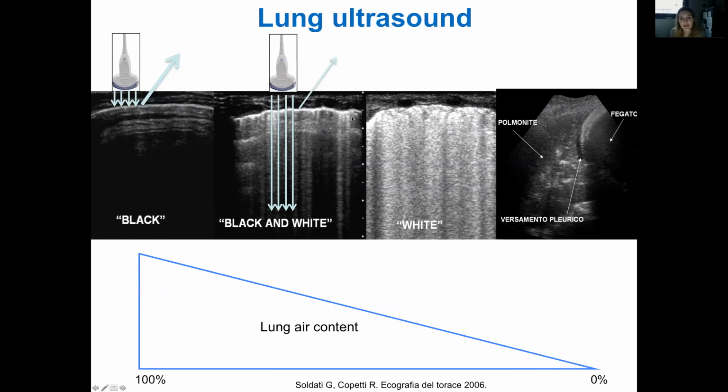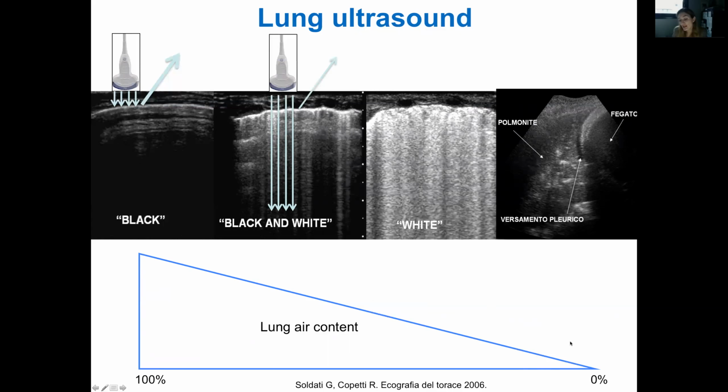And what we see are these hyperechoic reverberation artifacts that are vertical, that arise from the pleural line and go down to the edge of the screen. They are called B-lines. And as you can see here, the less air you have in your lung, the more B-lines you see, okay? Until you have a kind of sonographic picture of a white lung.